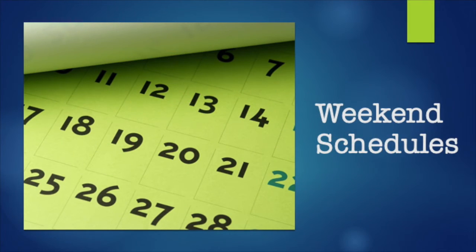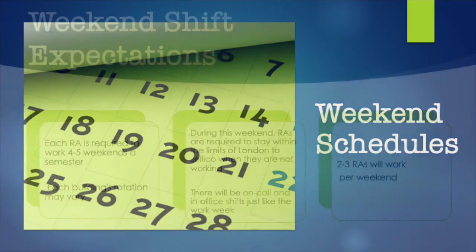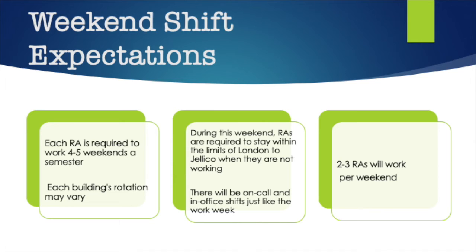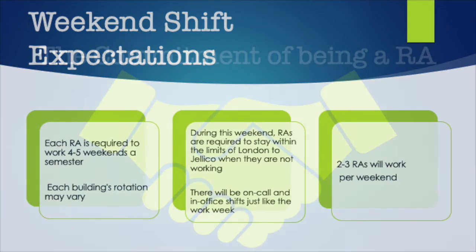Sometimes you'll have to work the weekends. Here's the rundown. Each RA is required to work 4 to 5 weekends a semester. Each building's rotation may vary though. During this weekend, RAs are required to stay within the limits of London to Jellicoe when they are not working. There will be on-call and in-office shifts just like on the work week. And there will be 2 to 3 RAs per weekend.